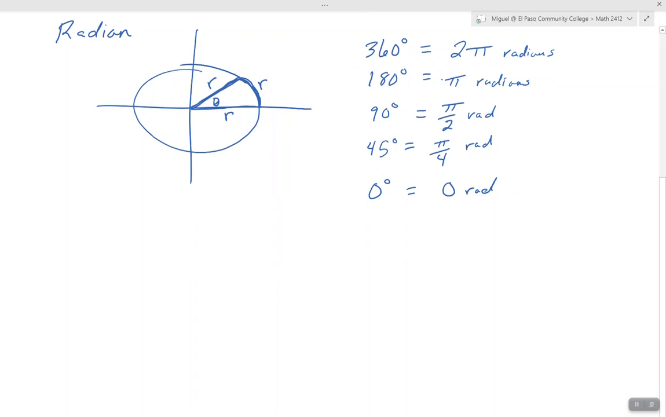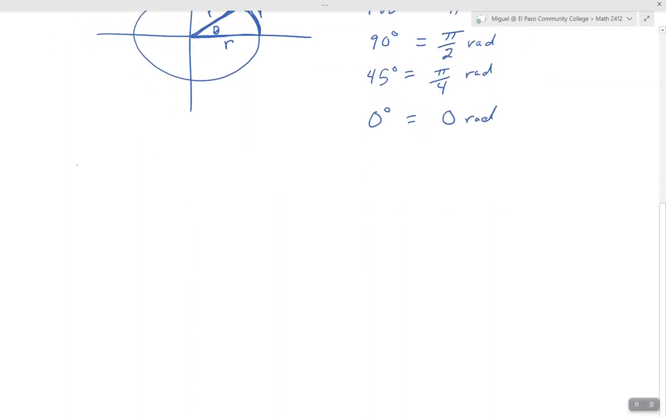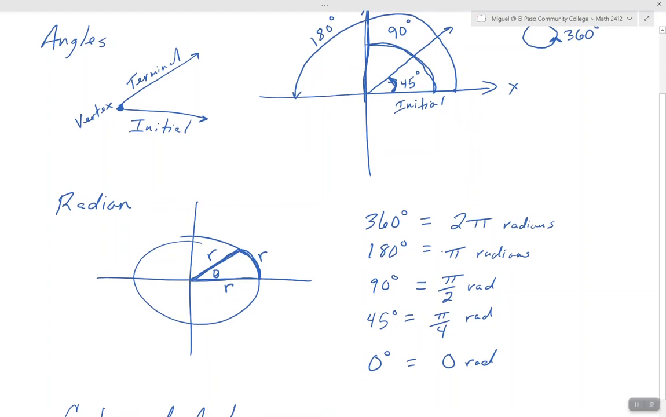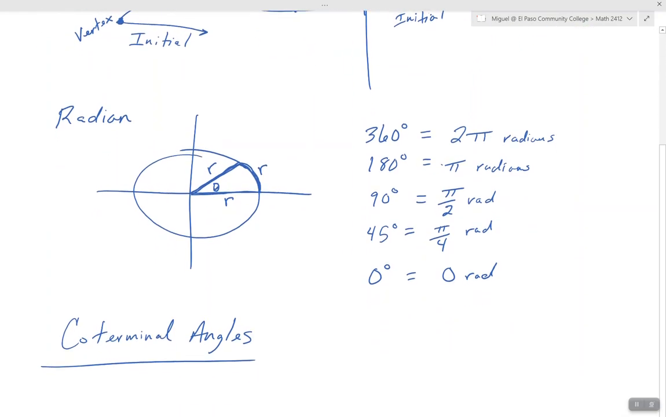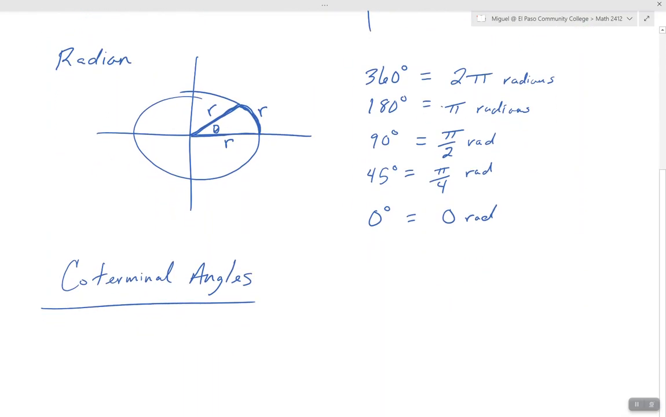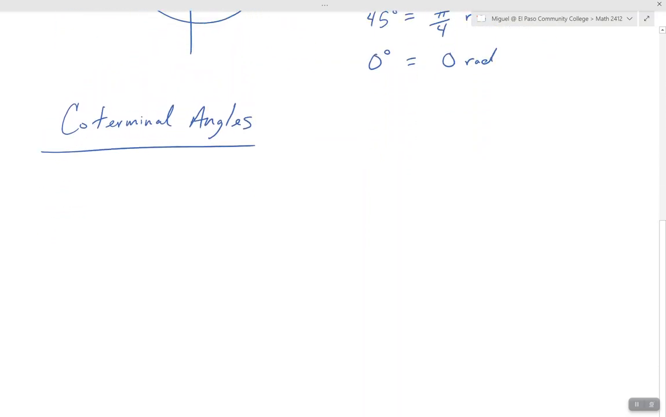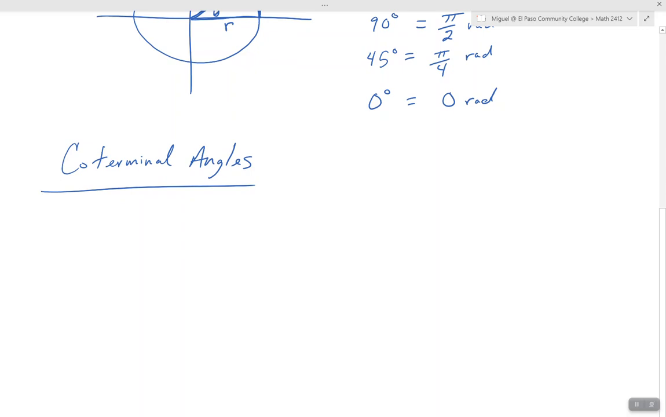Coterminal angles. So remember, we said that an angle has an initial side and a terminal side. The terminal side is where the angle stops, where you stop the bar and then you measure the angle. So coterminal angles are all angles that have that same terminal side.